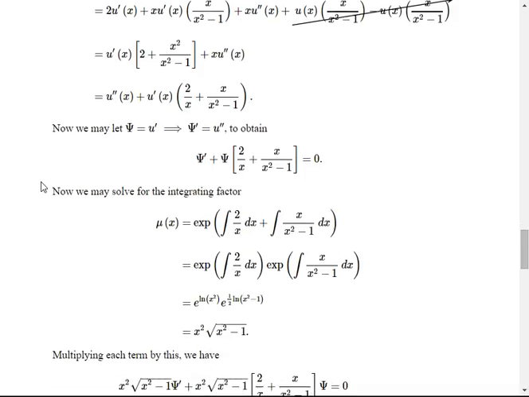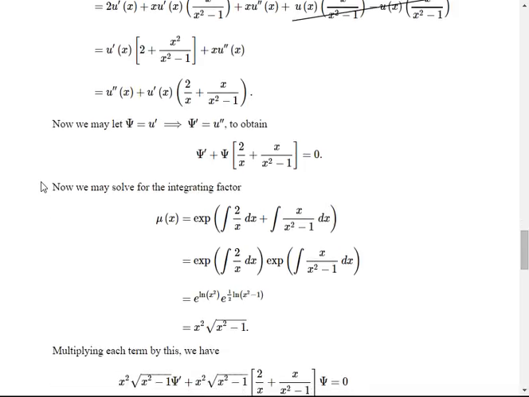And this is where the reduction of order process begins. We substitute a capital Greek letter psi equals u prime, which means that psi prime is equal to u double prime. With this change of variables, we obtain this first order differential equation, which we have seen before, or at least we've seen this general form before.